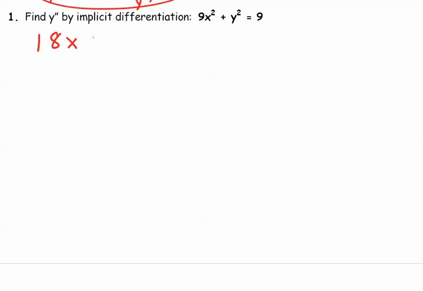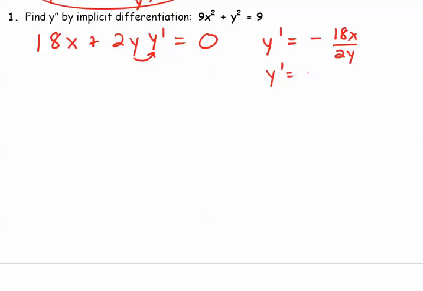So I have an 18x by the power rule and a 2y to the first power, and then the derivative, the chain rule of y. And the derivative of the constant is 0. So I want to solve this for y prime. So I'm going to move the 18x to the other side and divide by the 2y. So we know that y prime is negative 9x over y. And let's just keep that negative out in front of the whole thing.